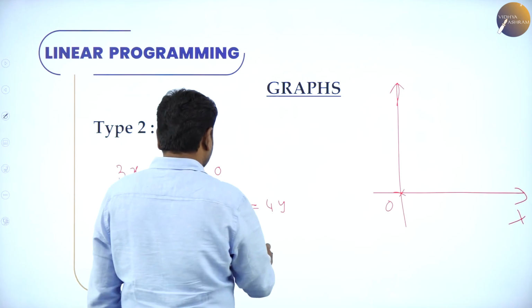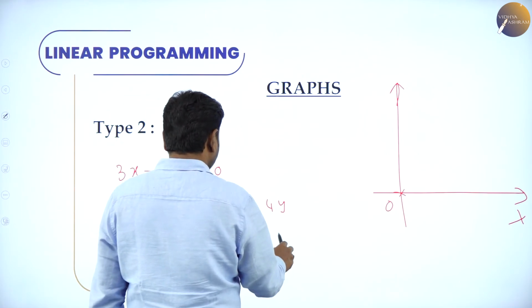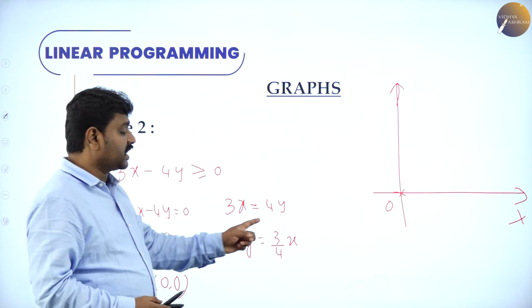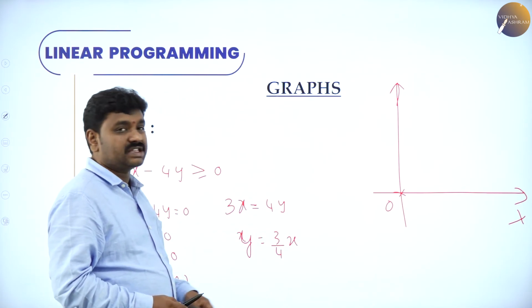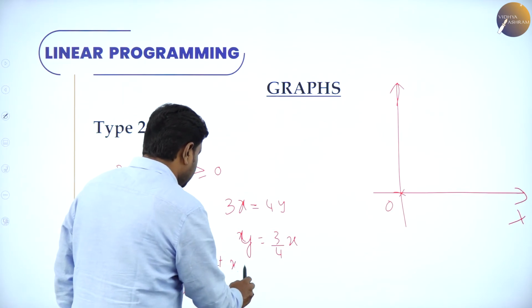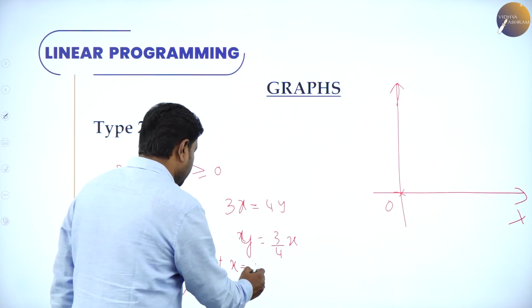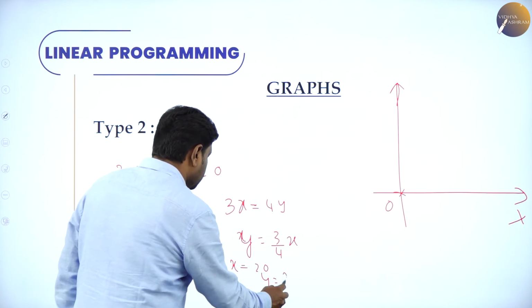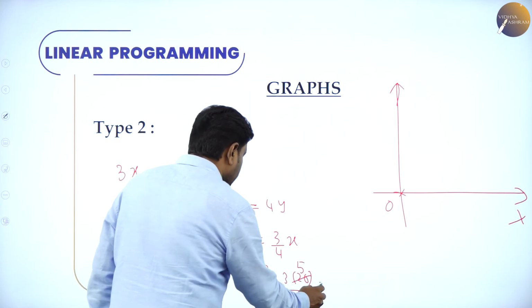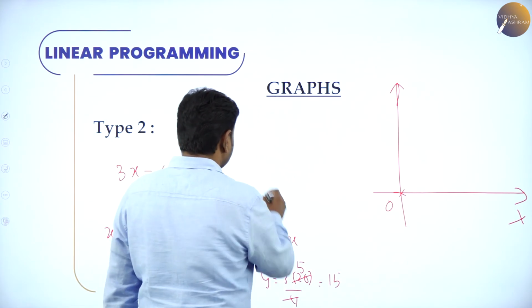Or y is equal to 3 by 4 x, can I write? Transfer it. So it means choose an x which is a multiple of 4 so that you can cancel. You will get a whole number. So let x be any number you can choose. I'll take x as say 20. So my y value becomes 3 into 20 by 4. So 4 fives are 20, I'll get 15. y is 15.